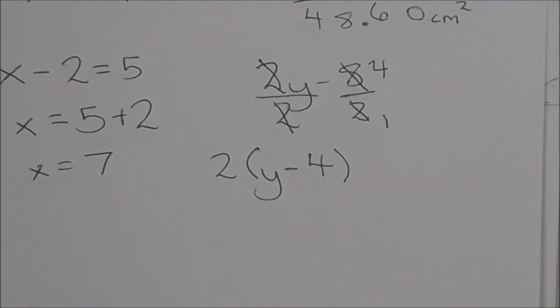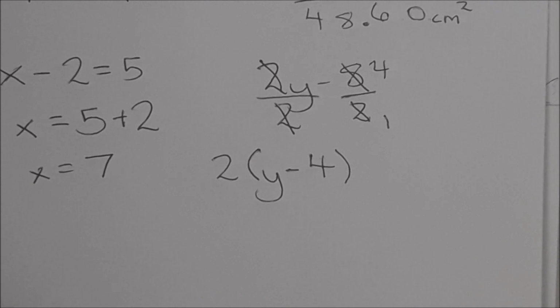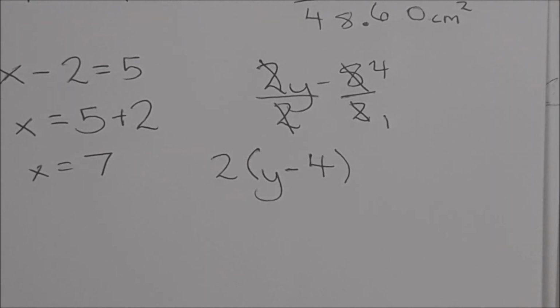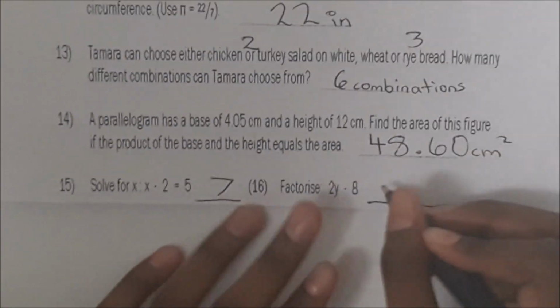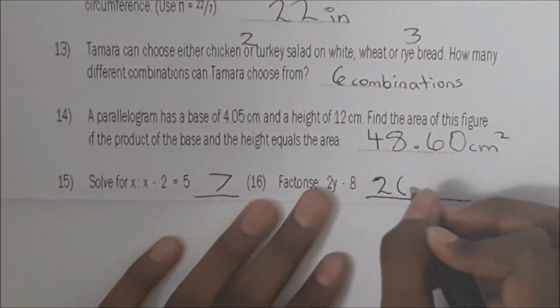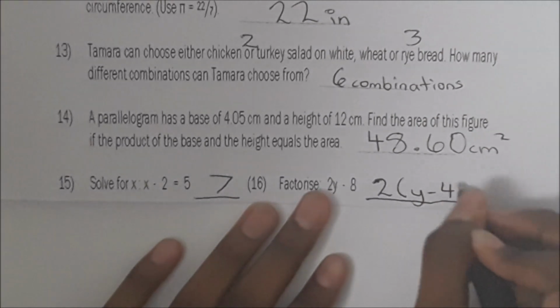Okay. So you have to look and see what's common. Look at the numbers. And 2 is common for 2 and 8. So you divide by 2. You put the 2 on the outside of the bracket. And then whatever you're left with, you put that on the inside of the bracket after you've divided. Put the answer for me. 2 open bracket y minus 4 close bracket.